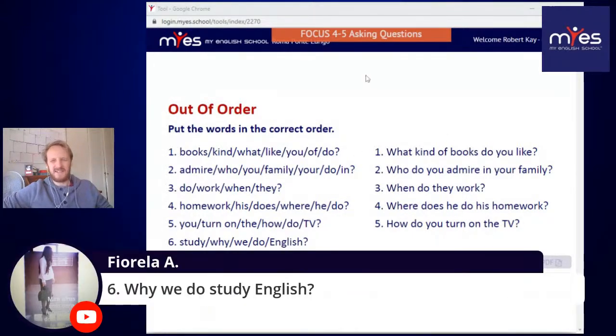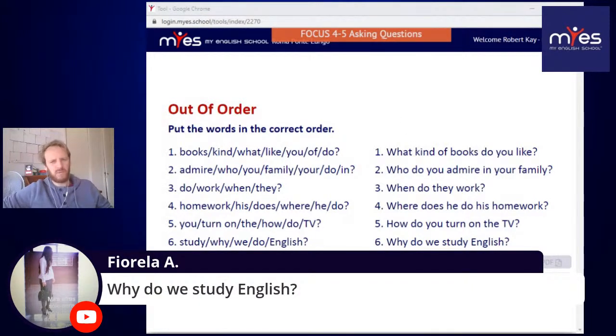So yeah, number 6, why do we study English? Yeah, so notice, Fiorella, not why we do, but you need to change auxiliary and subject. So why do we study English? Okay, so do before we. Very close. So why do we study English? The response may be for work or for university. Exactly, Fiorella. Much better. Why do we study English?